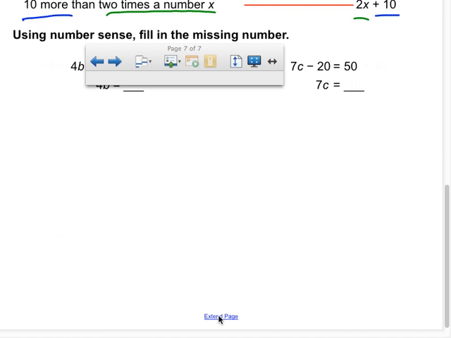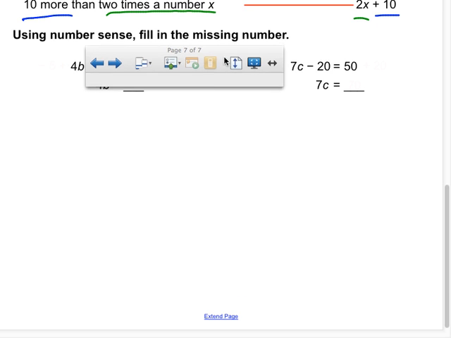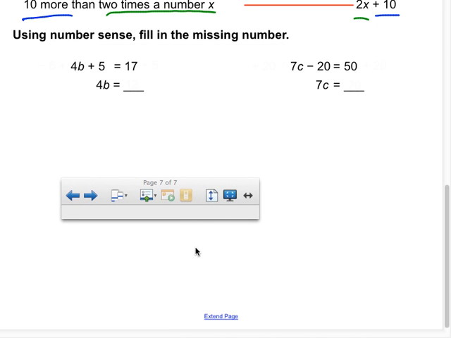All right. So they skipped a line in solving these. But you need to figure out, even though they skipped a line, what is that going to be in the blank spot? 12. Okay, and how did you get 12? Because in order to get rid of that 5 to just leave us with 4b, I have to subtract 5. So if I subtract 5 from here, I subtract 5 from the right-hand side. 17 minus 5 is going to be 12. Do you guys understand? Okay.